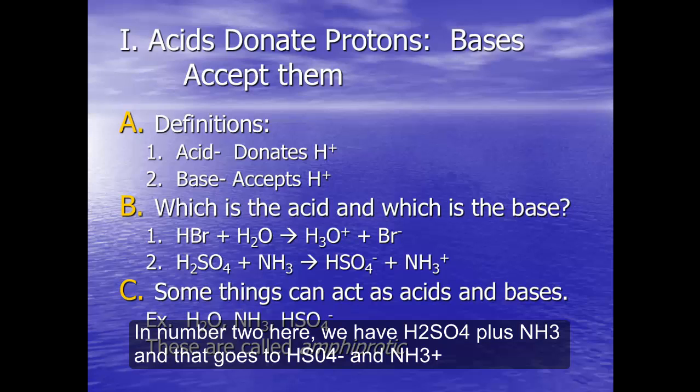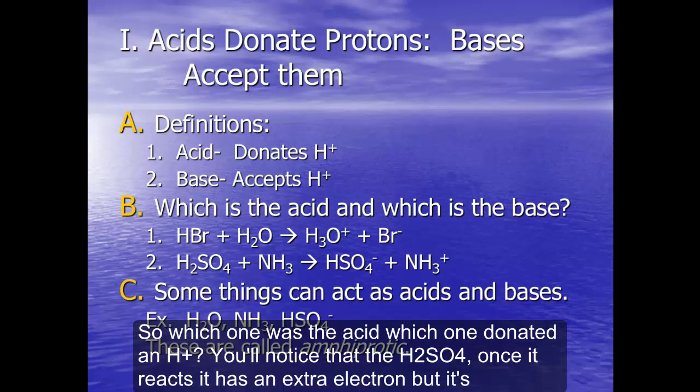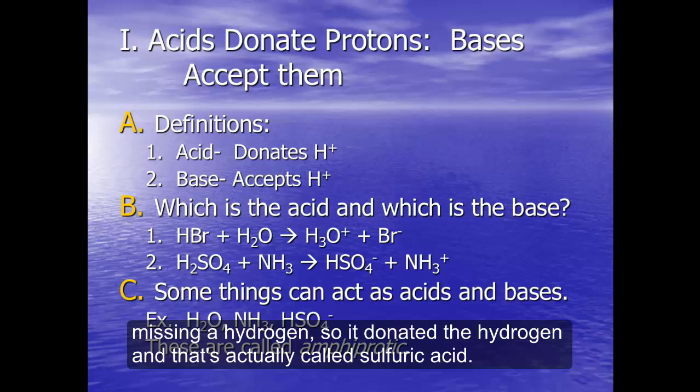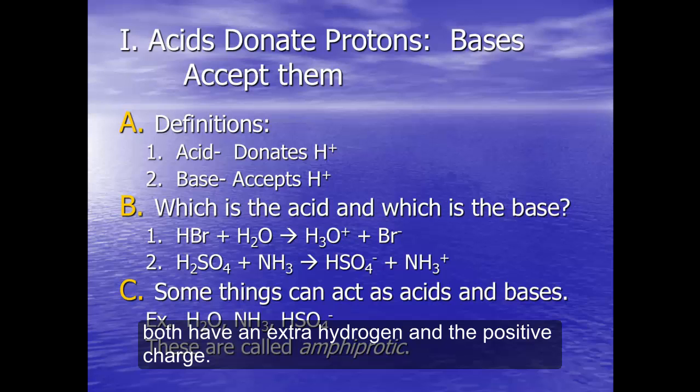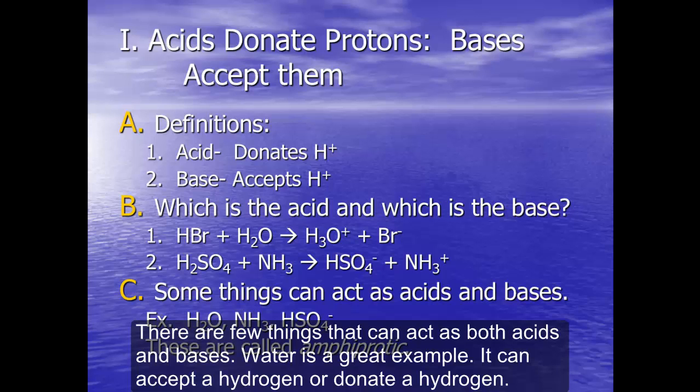In number 2 here, we have H2SO4 plus NH3, and that goes to HSO4- and NH4+. So which one was the acid? Which one donated an H+? You'll notice that the H2SO4, once it reacts, has an extra electron, but it's missing a hydrogen. So it donated the hydrogen, and that's actually called sulfuric acid. And then we have NH3, and it accepted a hydrogen, and that's what made it have an extra hydrogen and the positive charge.